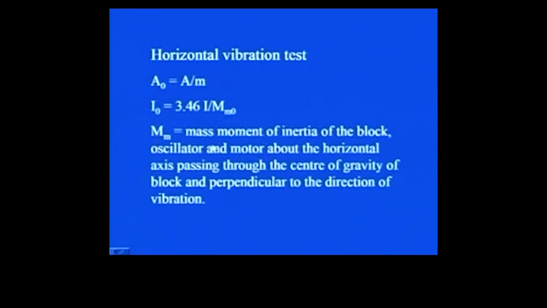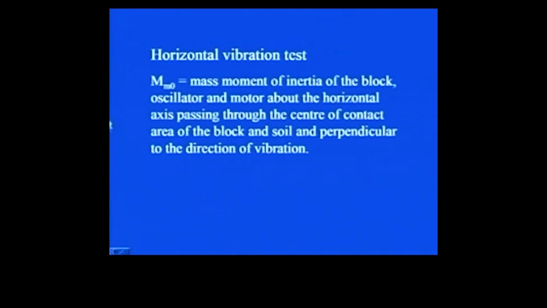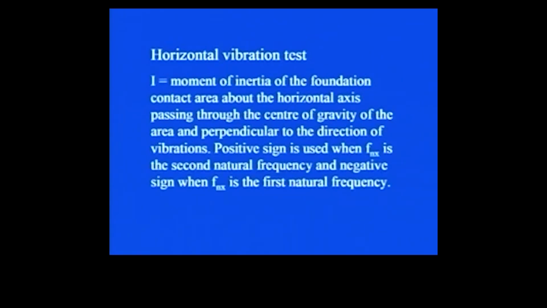mm was the mass moment of inertia about the horizontal axis passing through the center of gravity of the block. However, mmo is the mass moment of inertia of the block about the horizontal axis passing through the center of contact area of the block and soil. So, that you must keep in mind. Here, I is the moment of inertia of the foundation contact area about the horizontal axis passing through the center of gravity of the area and perpendicular to the direction of vibrations.